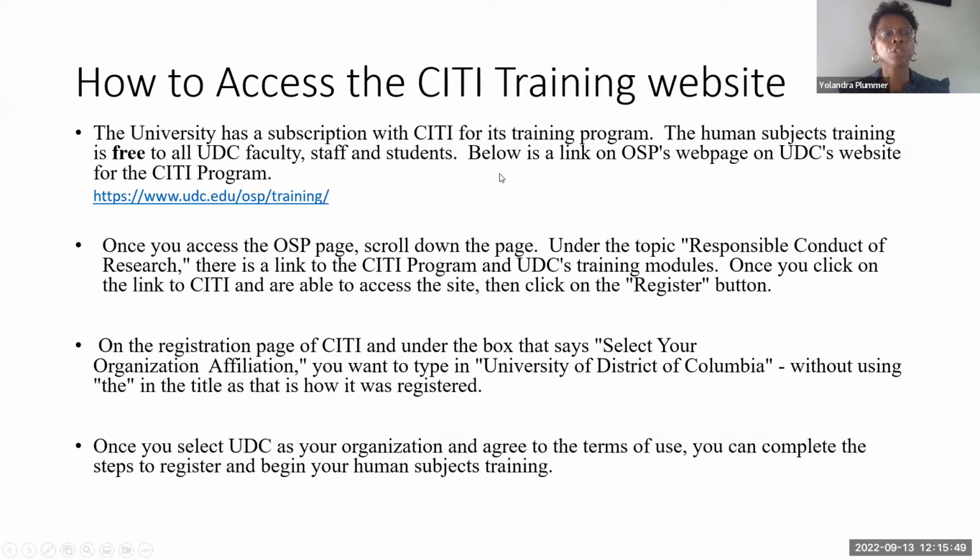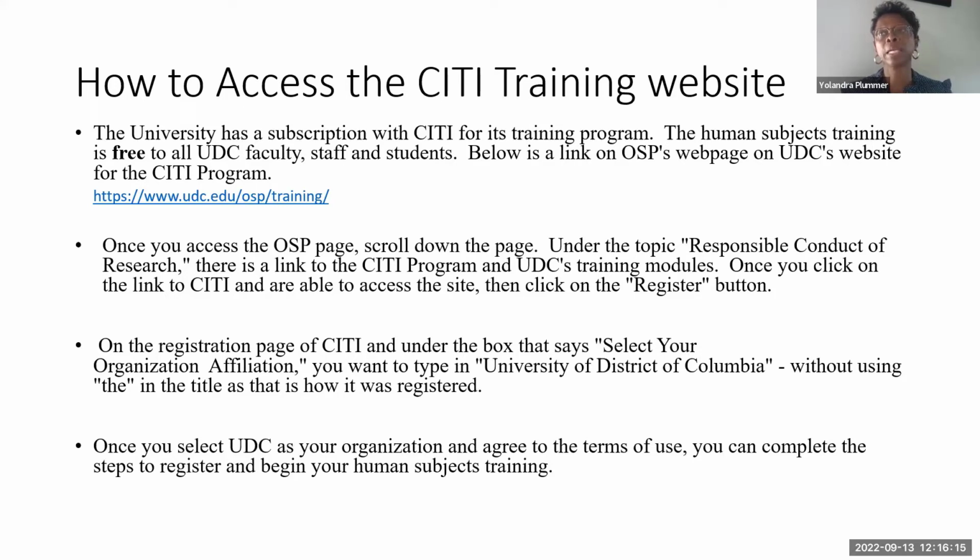And right here are the instructions on how to access the CITI training. I generally have emailed this, and I can also send it to Dr. Reed so that we can have it posted on the graduate website. I do think this would be a good piece of information to have posted, because I do not think it is posted on the Office of Sponsored Programs website. It may be, but this pretty much describes the process.